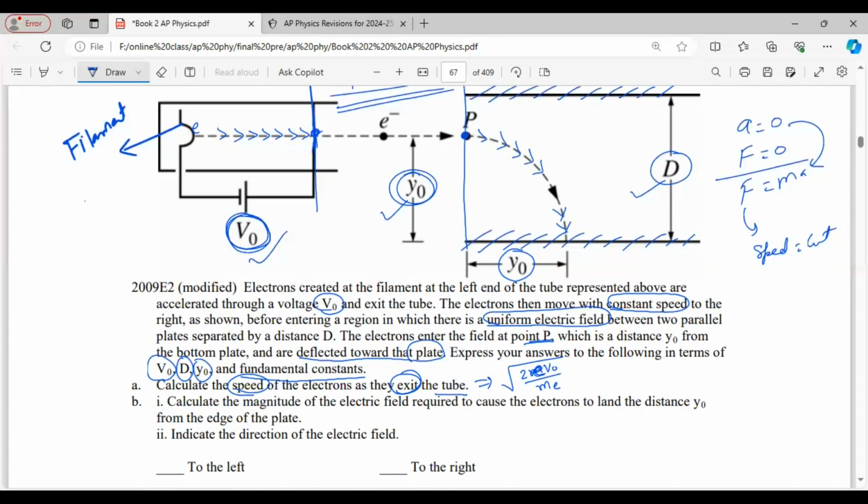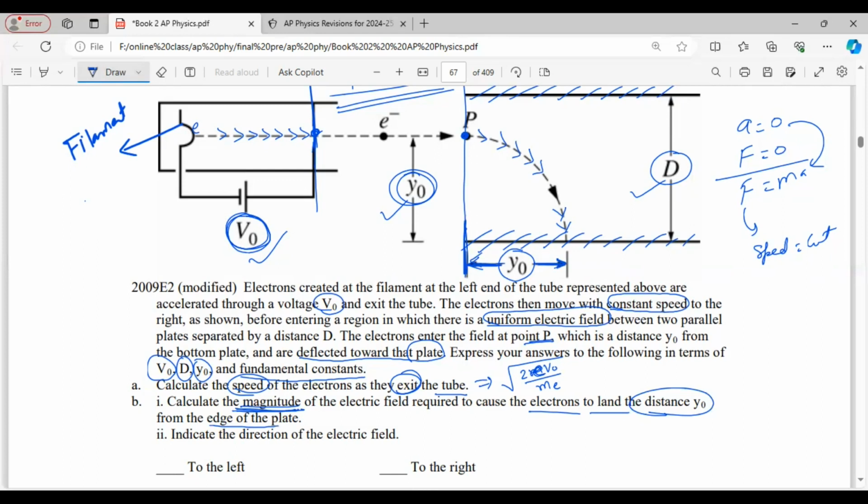Calculate the magnitude of the electric field required to cause the electron to land at the distance y naught from the edge of the plate. See, from the edge of the plate, so that is this y naught. The question is saying about this y naught from the edge. This is the edge, from the edge of the plate. So we have to calculate the magnitude. See, we have to find only the magnitude, not the direction of the electric field required to cause the electrons to land the distance y naught from the edge of the plate.